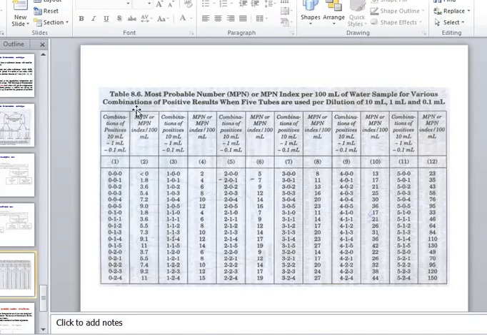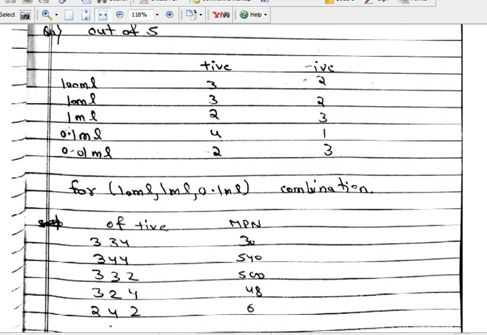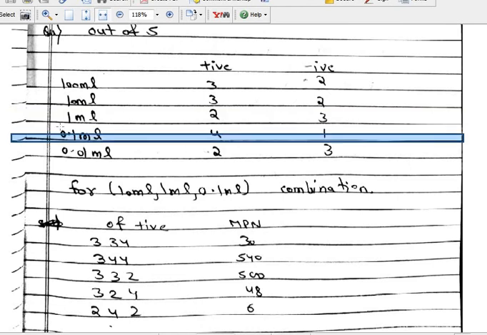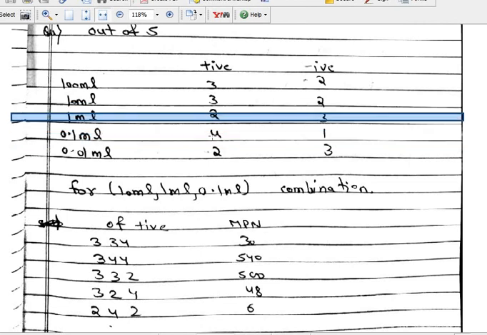See, whatever the statistical table is given here, the combination is 10, 1 and 0.1. So this is given only for the 10, 1 and 0.1 combination. That means this is 10, this is 1, this is 0.1. I am moving the mouse here, so these 3 in between. Okay, so this is the combination as per the table: 10, 1 and 0.1. So what is the combination of positives here? See, 3, 2 and 4. Is it clear? 10, 1 and 0.1, for this it is 3, 2, 4.